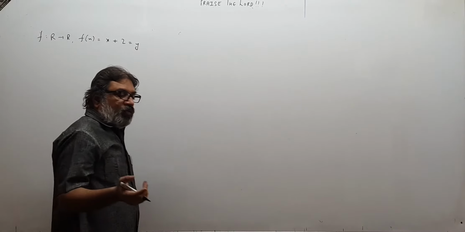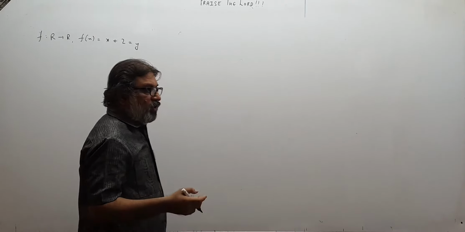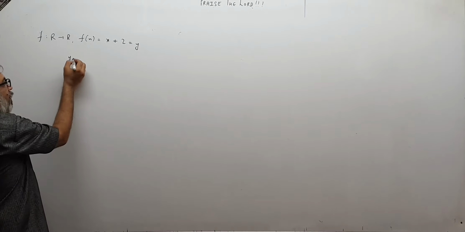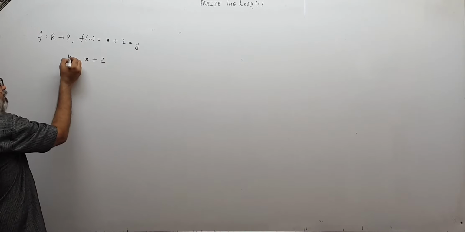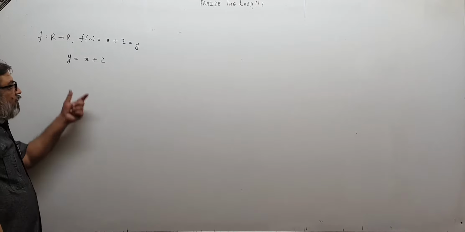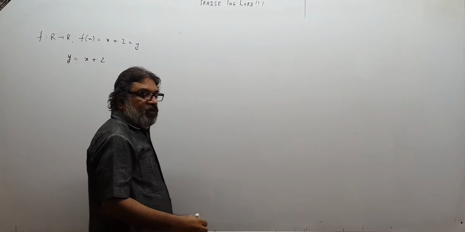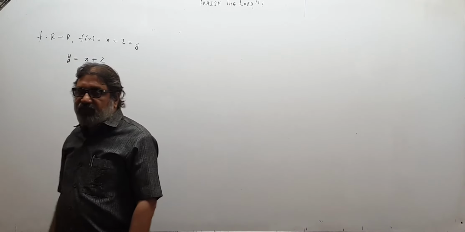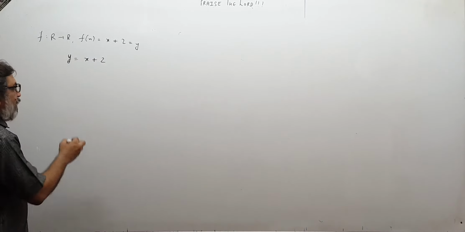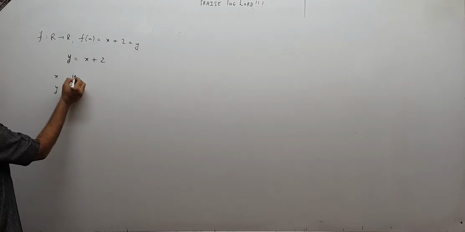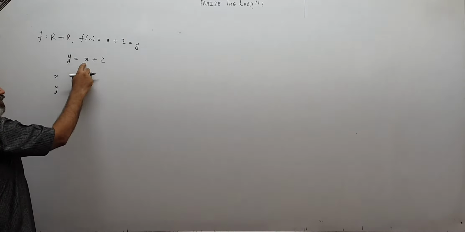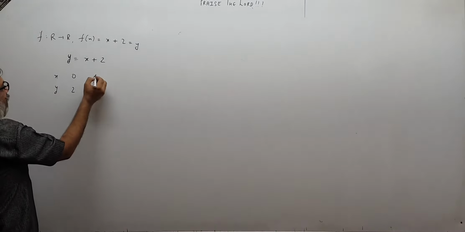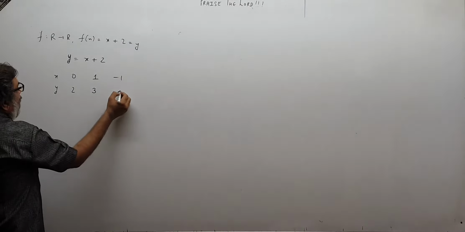The power of y is also 1, power of x is also 1. An equation like y equal to x plus 2, you know it is a linear equation in two variables x and y. Linear equation because both the powers of x and y are 1. We have drawn its graph in class 10 and 9 also in linear equations. So take some values of x and y: 0 and 2. If you put x as 0, y will be 2. If you put 1, it will be 3, minus 1 and 1.